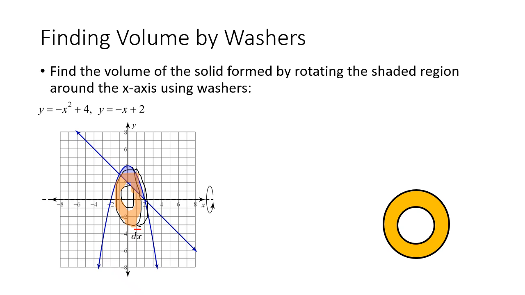As for the area, the area is formed by taking the area of the outer circle minus the area of the inner circle. So the outer circle is formed by the parabola y equals negative x squared plus 4. So negative x squared plus 4 is the radius of our outer circle. The radius of our inner circle is y equals negative x plus 2. So subtracting those areas and multiplying by the thickness gives the volume of what we call a washer, which is a disk with a hole in it, of dV equals pi outer radius squared minus pi inner radius squared dx.